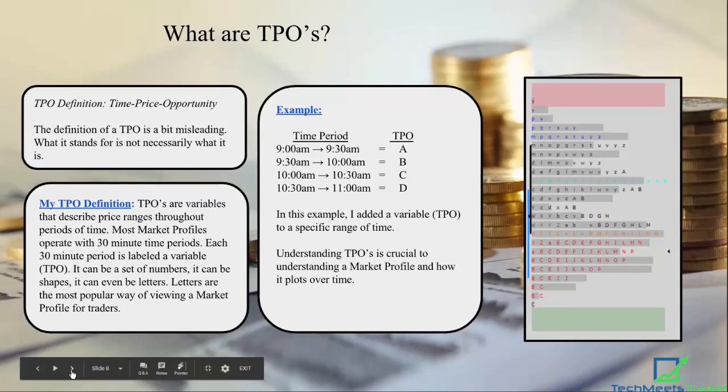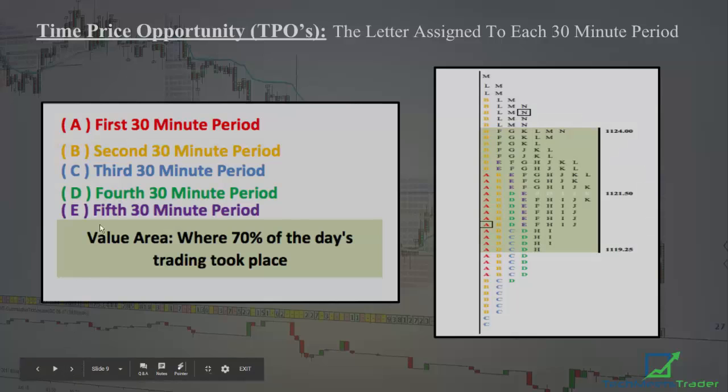Here's an example of what we mean. So letter A is the first 30-minute period of the day. We can see it here on the image of this profile. Letter B is the second 30-minute period. Letter C is the third 30-minute period. Letter D, fourth 30-minute period. And letter E, fifth 30-minute period. Also notice the value area highlighted in green, which is about where 60 to 70% of all the day's trading took place.